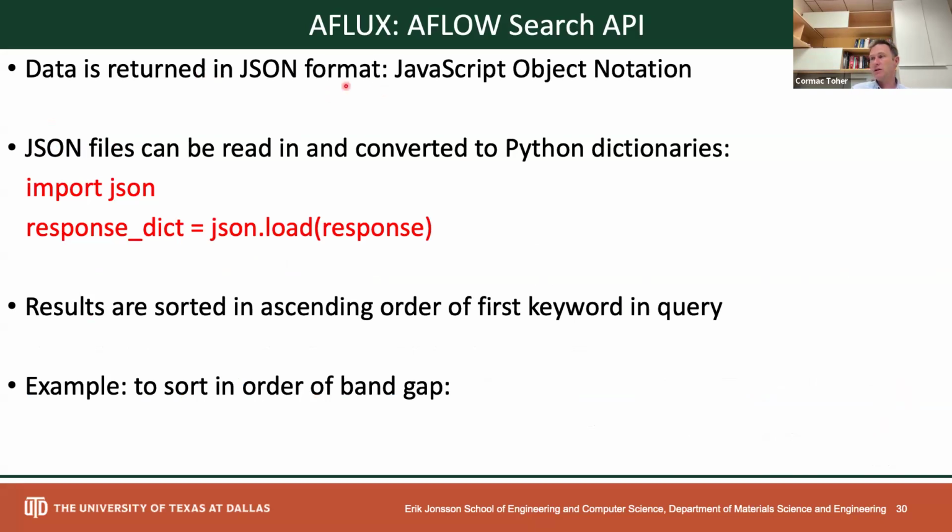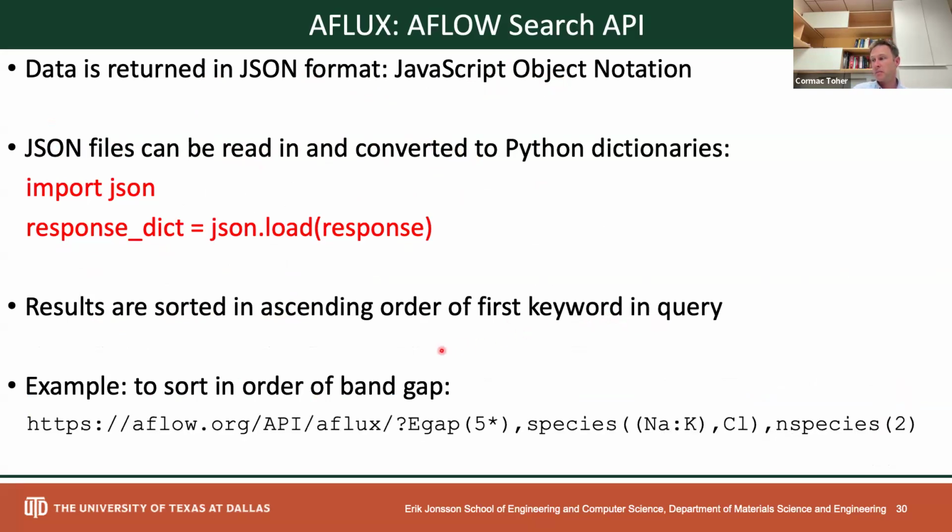The data is returned in the JSON format, JavaScript Object Notation. JSON files can be read in and converted to a Python dictionary. So import json, and then our response dictionary will be json.loads of the response. The results are sorted in ascending order of the first keyword in the query. For example, if we want to sort in order of band gap, we put egap first. That will be sorted in ascending order of band gap, so we'll see the lowest values of band gap first, then the next lowest, and so on.